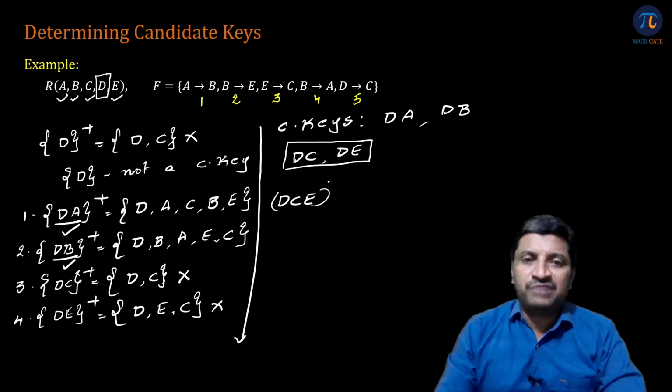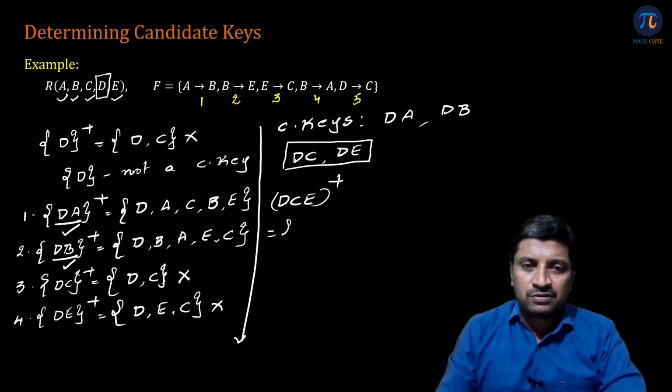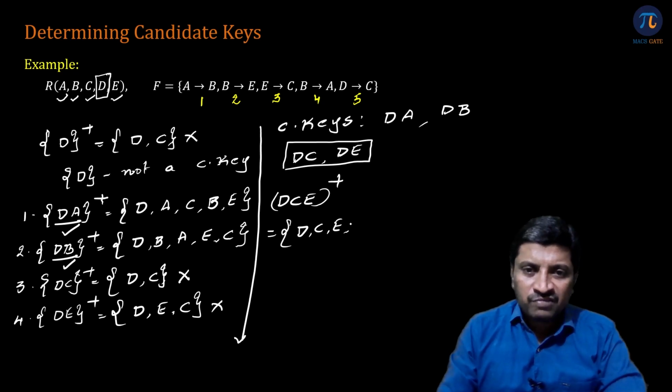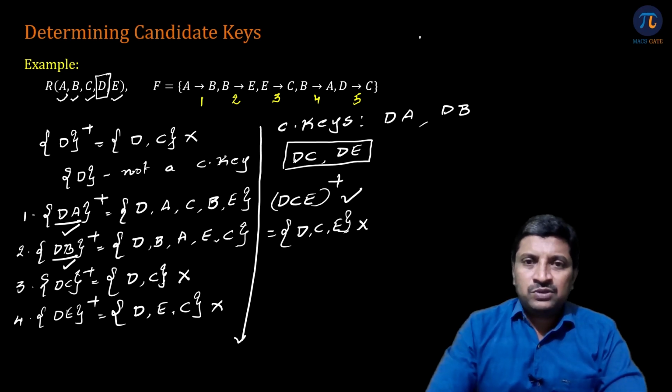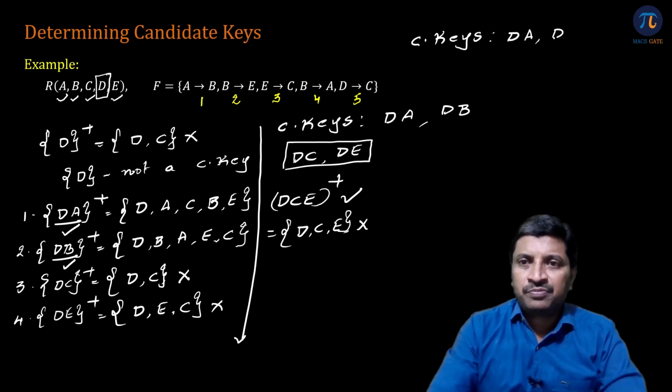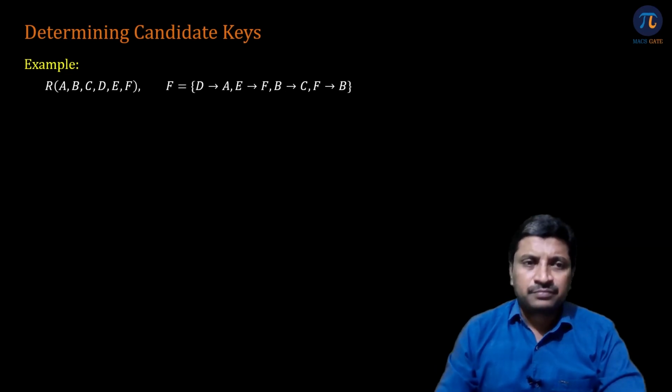Now let us verify whether this is a candidate key or not. So find the closure of D, C, E. Fine. Now anything else? No, sir. We are getting only 3 attributes, so this will not be a candidate key. So the only possible candidate keys for this example are DA and DB. Is that fine? Let us do one more example.